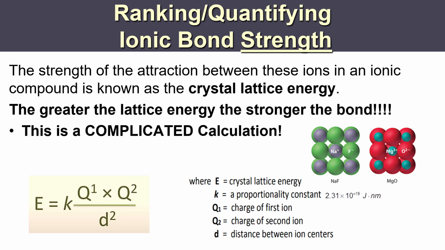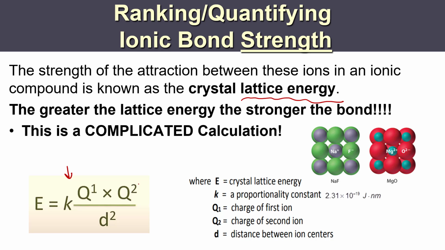Now, why do we care about this? Well, the strength of the attraction between the ions in an ionic bond is better known as lattice energy. The relationship is simple. When an ionic bond forms, the greater the lattice energy that's released, the stronger the bond is going to be. And it's a pretty complicated calculation that you can see down here. Let me just break down what some of the variables are, because you're really not going to have to calculate lattice energy in chemistry honors, and you're probably not going to have to calculate it in AP either, but you do need to understand the qualitative relationship.